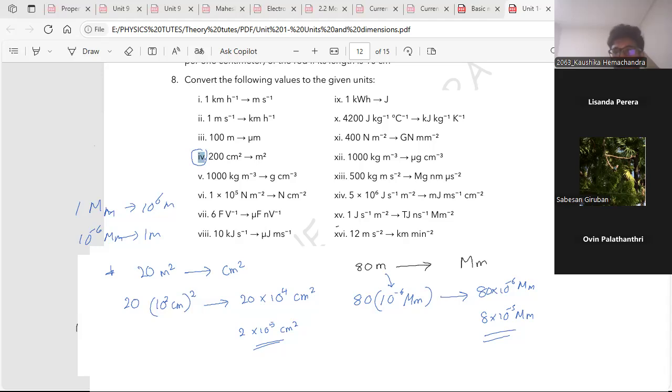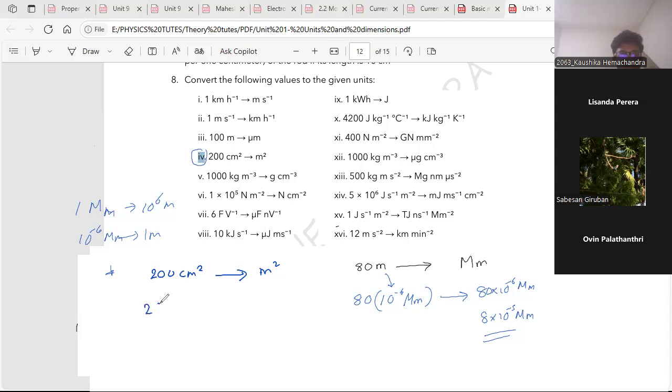Yeah, so you have gotten the hang of it, no? Everyone has said the correct answer. Very good. Right, so it's now 200 centimeters square to meter square, right? So 1 centimeter is 0.01 meters, so you should get a smaller answer, no? 200 centimeters square to meter square. Yeah, everyone has sent the correct answer.